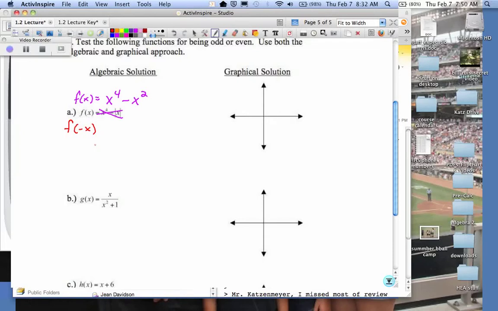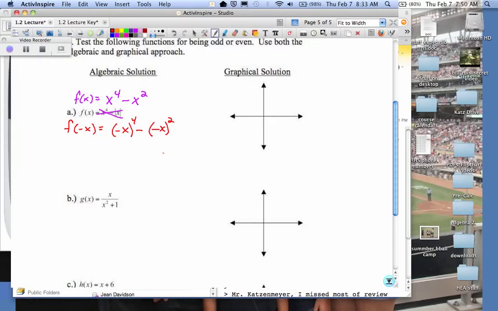Because if you look at the rules that we just had, you're going to compare the regular input versus the negative input to see if it's even. So let's just do that first. So put a negative in, what do you get? Negative x goes in, and I raise it to the fourth power. Negative x goes in, and I raise it to the second power. Now notice my location of the parentheses. We're taking x to a power, so you want to make sure you get that x in parentheses.